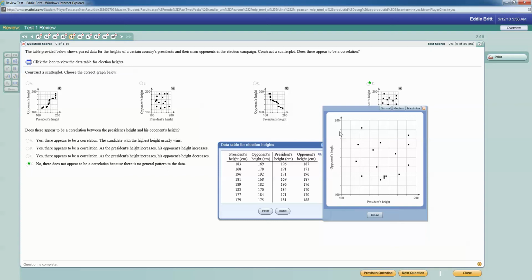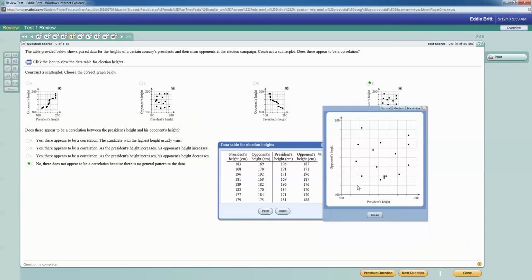And the same for the vertical scale: 165, 170, 175, 180, 185, 190, 195, 200. Alright, so 183, if that's 165, 170, 175, 180, 183 is going to be close to 185, so it's going to be right there. And then 169 is close to 170, so if you go up 2, then it will be one of these points here. Alright, you do that for all the points.